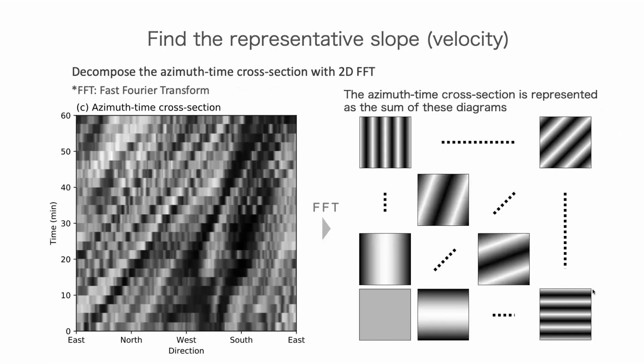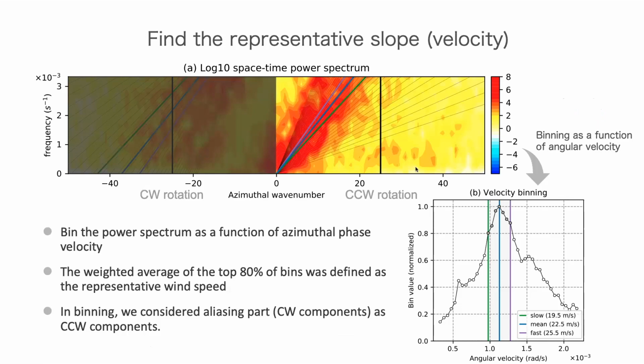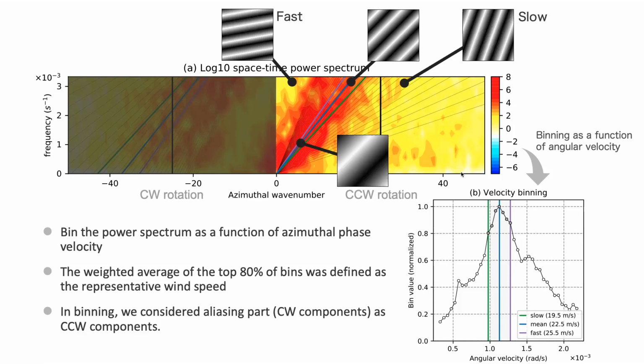We use 2D FFT to decompose the azimuth-time cross-section. The 2D FFT reproduces the original cross-section as the sum of these ideal cross-sections with their respective coefficients. This figure shows the computed Fourier coefficients. The right half of the spectrum is counterclockwise components. The relationship between the coordinates and the cross-sections looks like this, respectively. We took the power spectrum as a function of azimuthal phase velocity, and the weighted average of the top 80% of the power was defined as the representative wind speed.